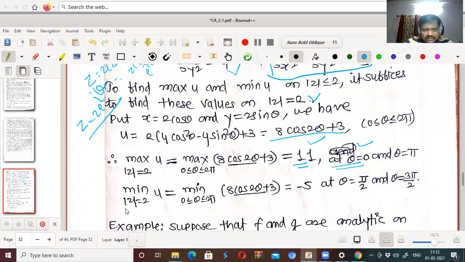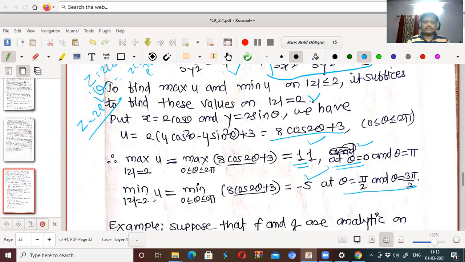And the minimum value of u on this boundary mod z equal to 2 is 8 cos 2 theta plus 3, which is equal to minus 5. Because if I consider cos 2 theta equal to minus 1, that is minus 8 plus 3, that is minus 5, at theta equal to pi by 2 and theta equal to 3 pi by 2. At these 2 points, this will be minus 5. If I take theta equal to pi by 2, what will happen? Cos pi is minus 1. That is minus 8 plus 3, which is minus 5.